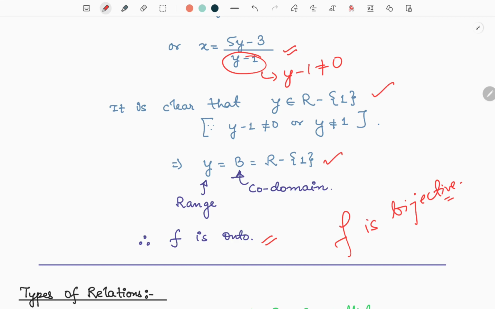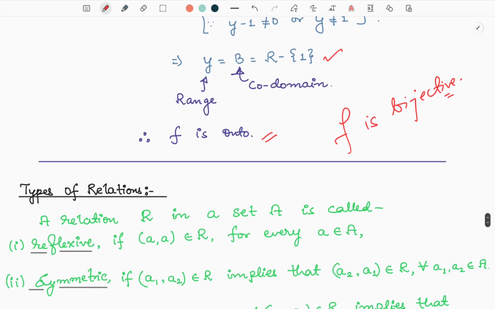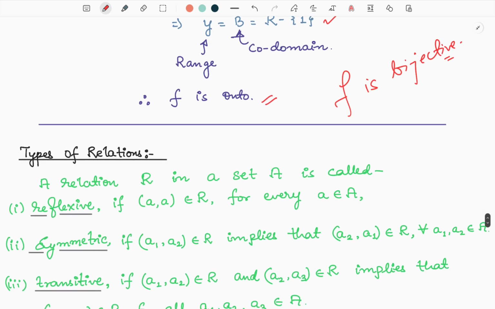Now to solve the second part, the relation part, we should know what reflexive, symmetric, and transitive are. And before moving to that part, we can compare whether we should do 32a or 32b.